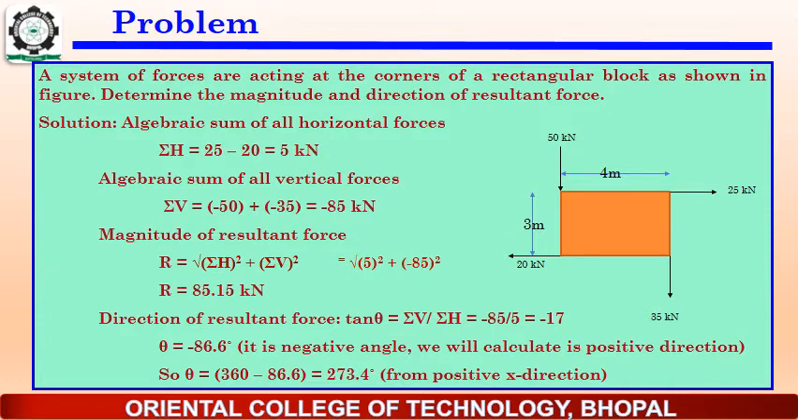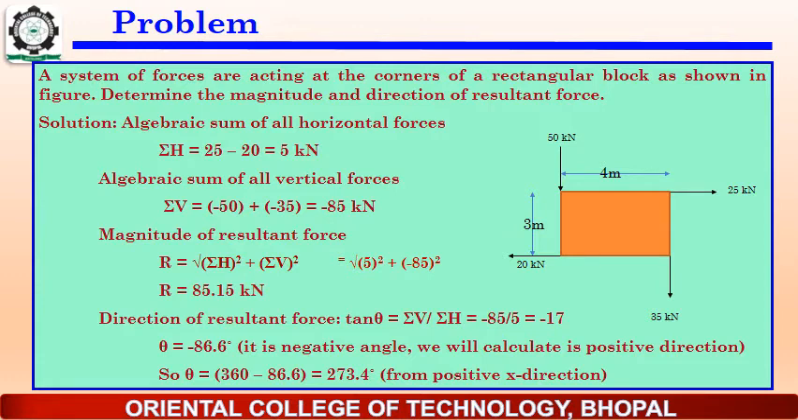After that, we have to calculate the direction of resultant force. For direction, we have one more formula. Tan theta is equal to summation of vertical forces divided by summation of horizontal forces. We put the values with sign, means minus 85 divided by 5 is equal to minus 17. So tan theta is equal to minus 17. Theta is equal to minus 86.6. So minus 86.6 is a negative angle.